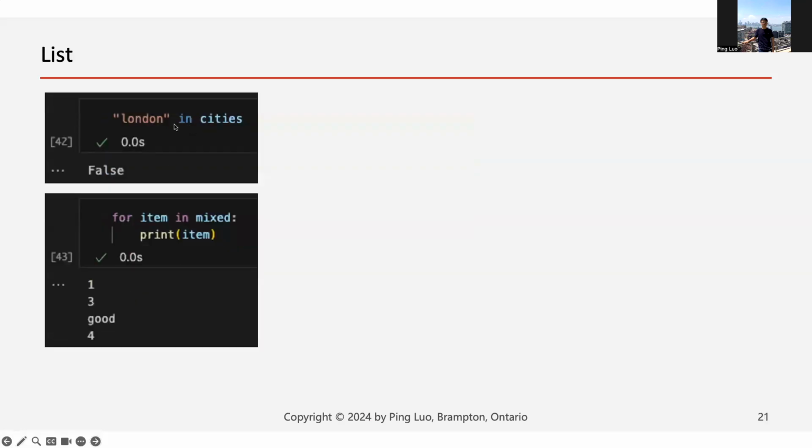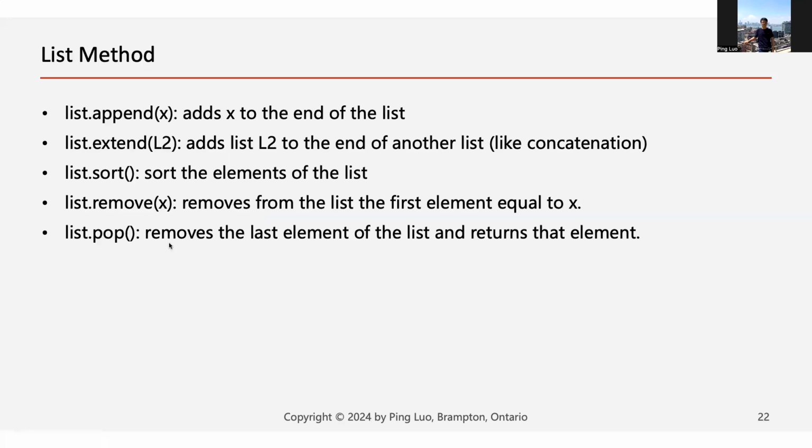Also, this is similar to the string. We can just use in to identify if an element is within that list. And also here, using a for loop, this kind of iterator way, to print out everything in the list. And also, this is a very commonly used method for list.